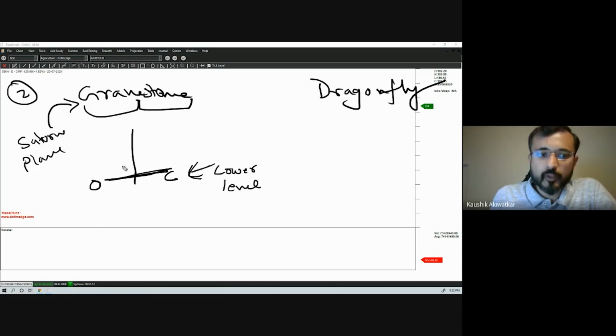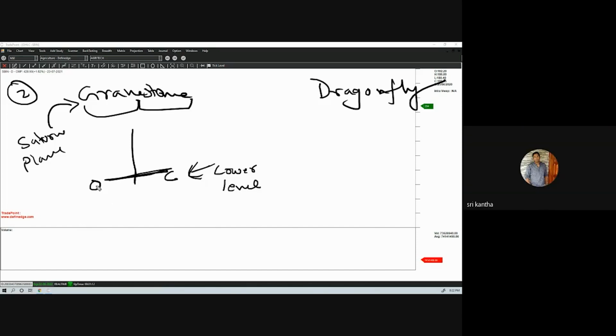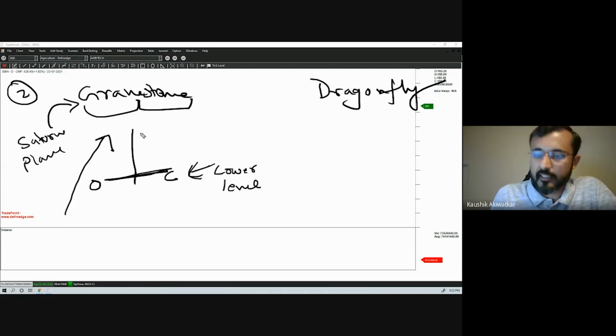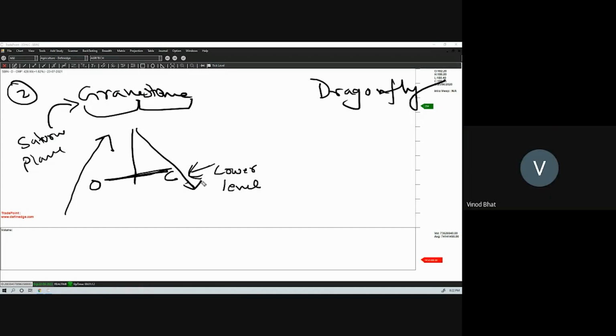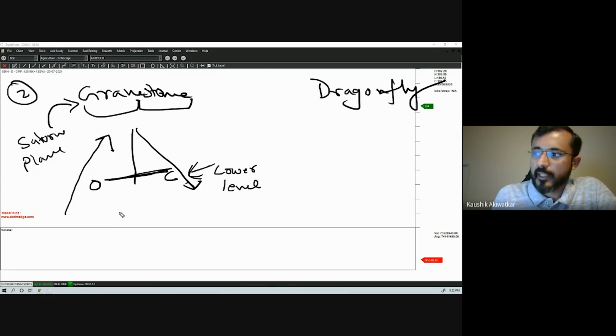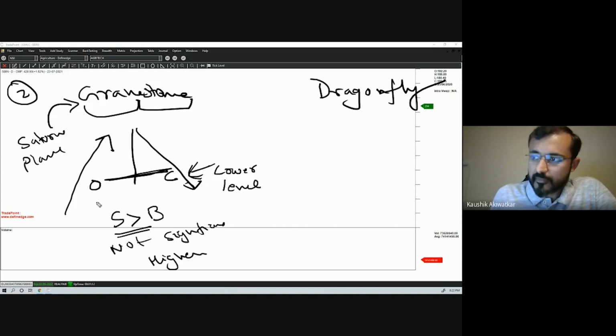So if you see, who will push the price up? Buyers. Buyers will push. So buyers are trying to push the price up. So there are so many sellers that they're pushing the price down, right? So this is the condition where sellers are more than buyers, right? But not significantly higher. If there are 1000 sellers, there might be 900 buyers, right? So the price is not coming. So there is no significantly high selling, right?